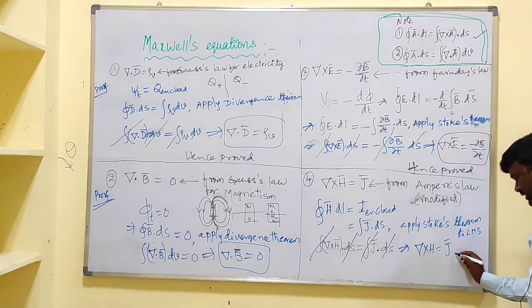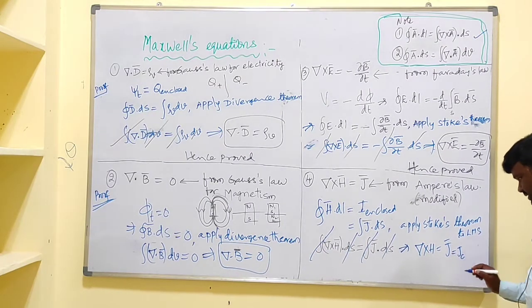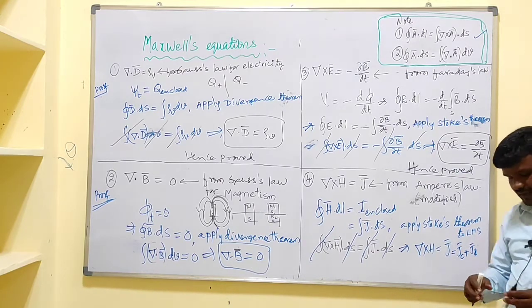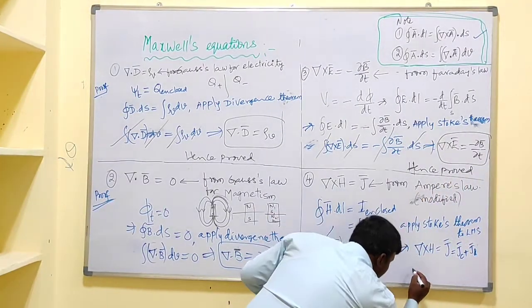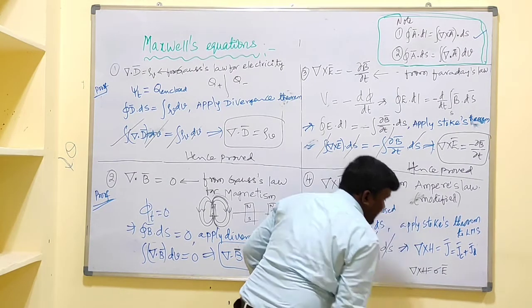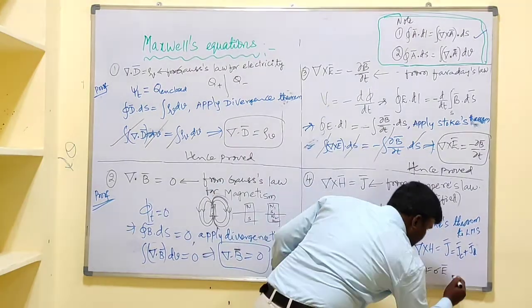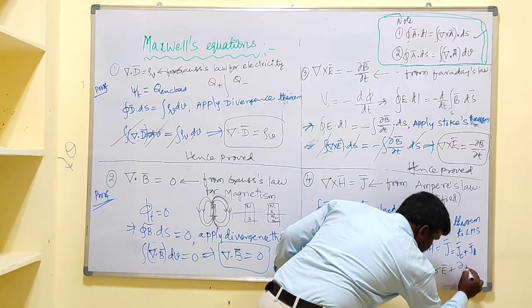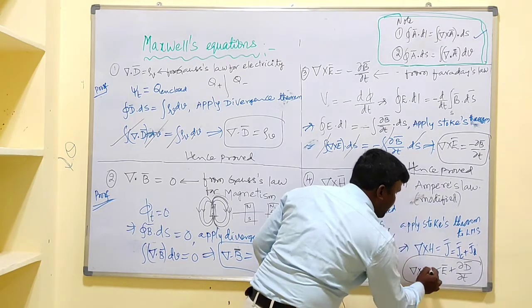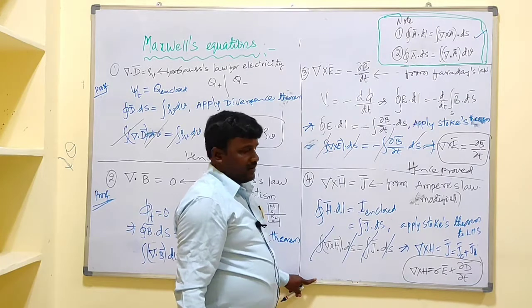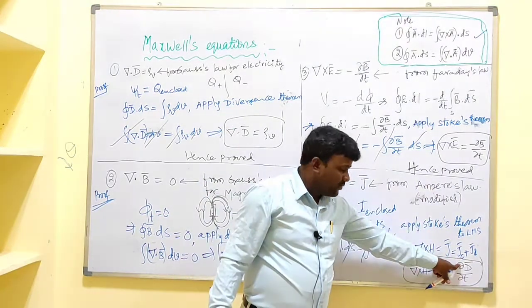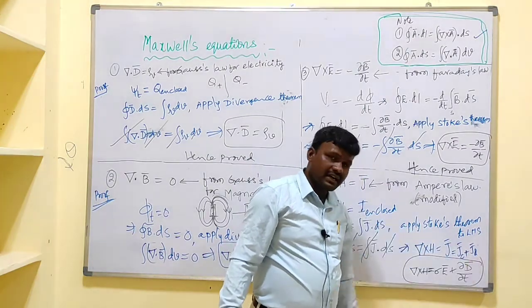This current density may be due to conduction current Jc and displacement current Jd. So that's why this can be written like this, that is del cross H is equal to J means sigma E, that is the conduction current density, and Jd means displacement current density, that can be written as dou D bar by dou t. So this is the modified Ampere's law. Basically, original Ampere's law tells about this conduction current density. Okay, they ignored this displacement current density.